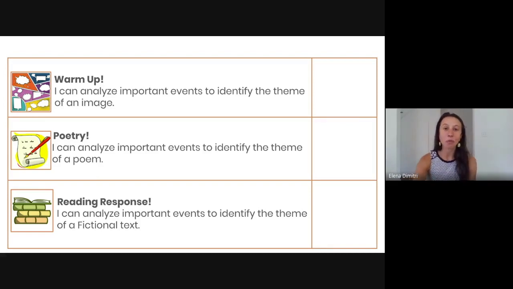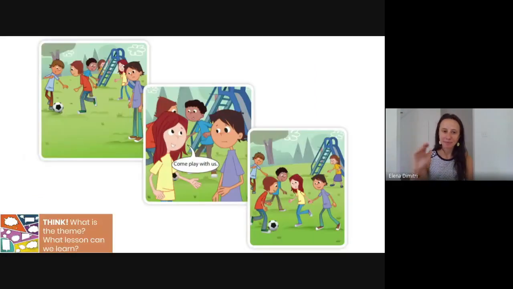We're going to have a warm up where the learning target is I can analyze important events to identify the theme of an image. Image is another word for picture. Moving on to poetry, I can analyze important events to identify the theme of a poem. And then we'll have a reading response where your learning target will be I can analyze important events to identify the theme of a fictional text. So let's start with our warm-up.